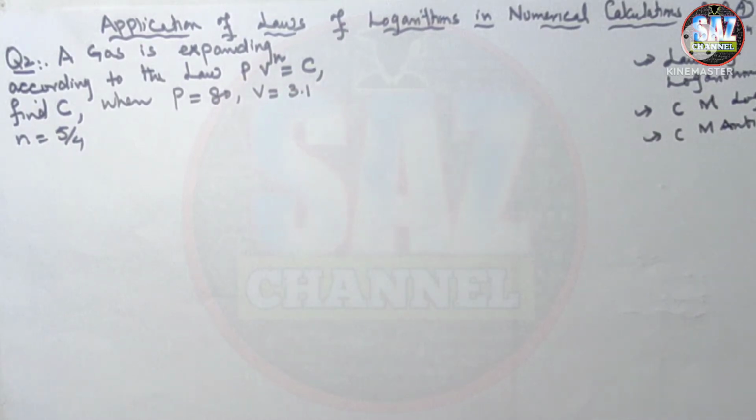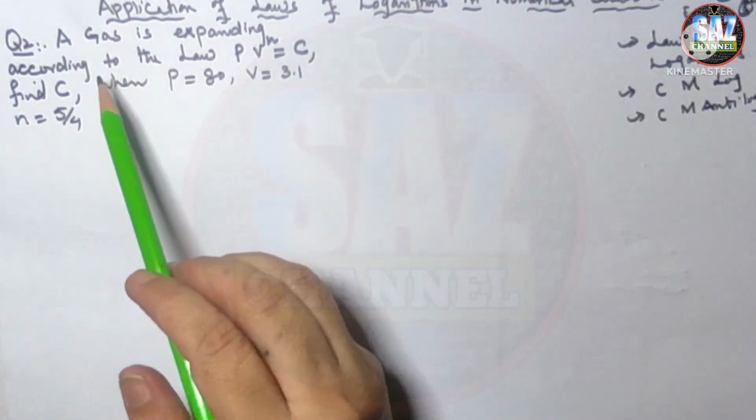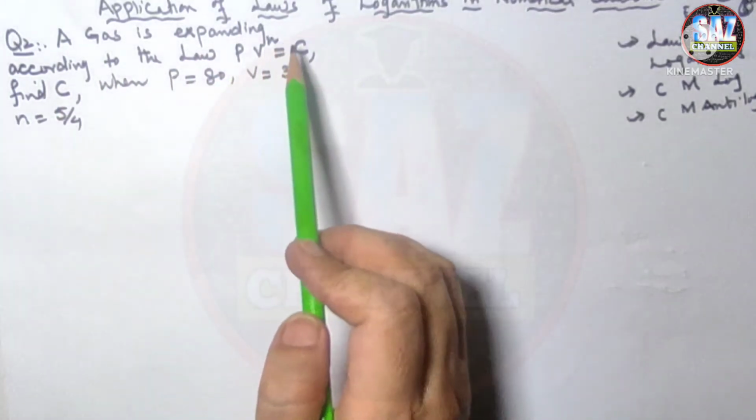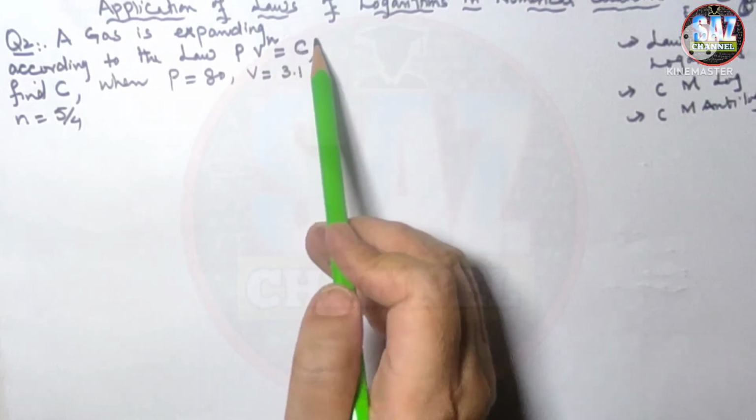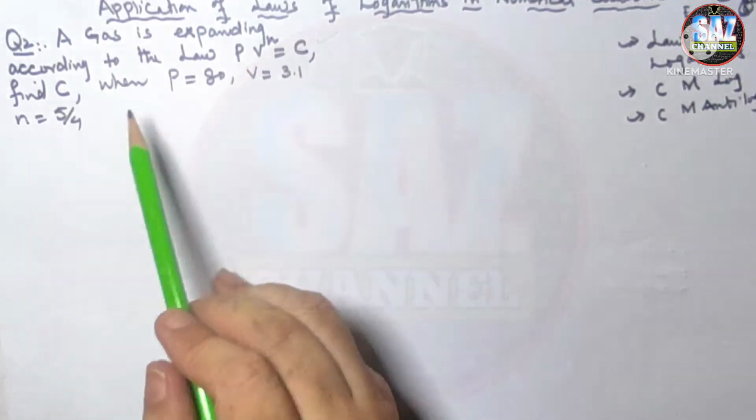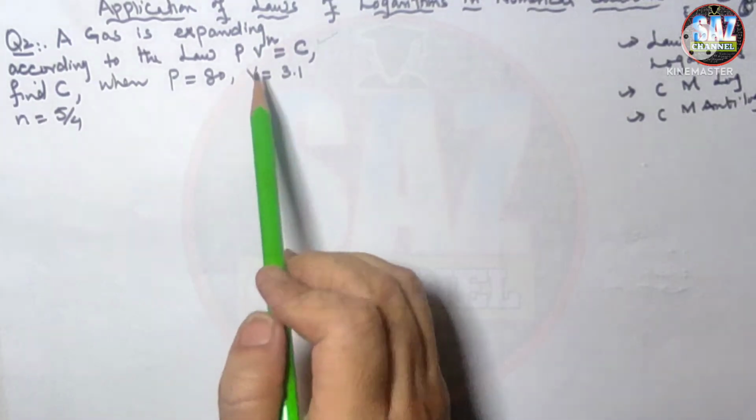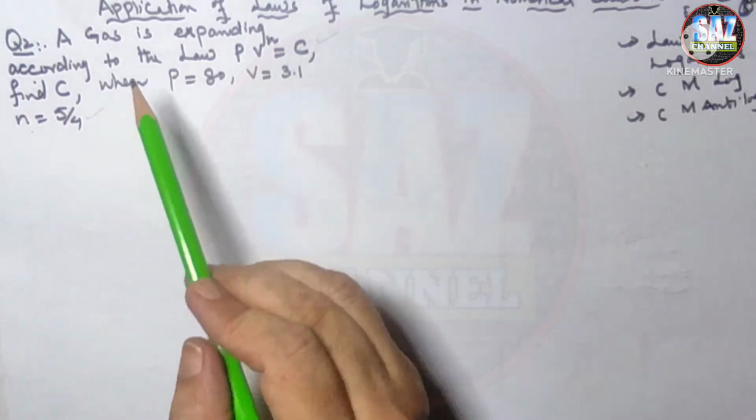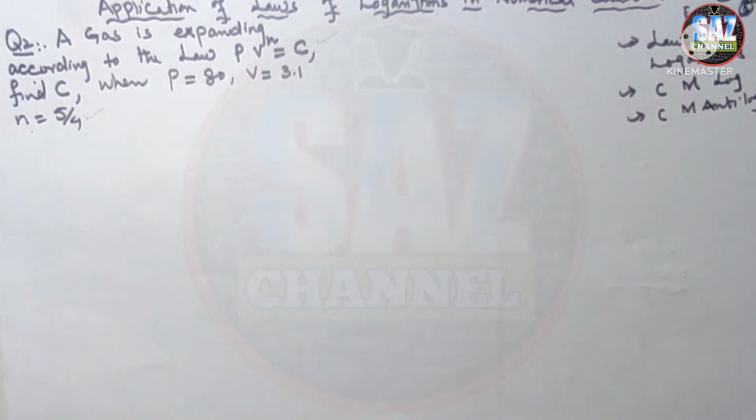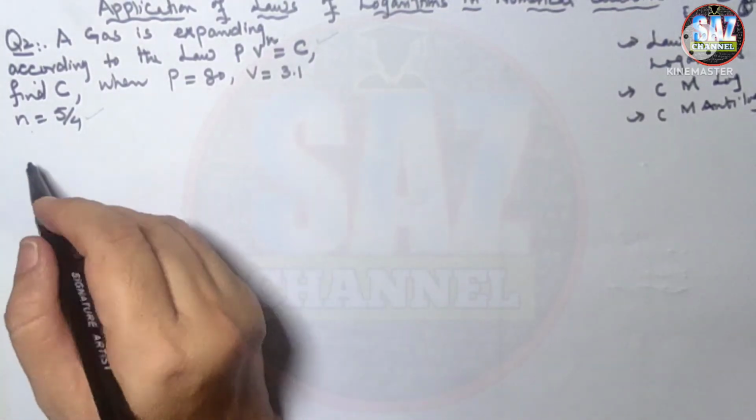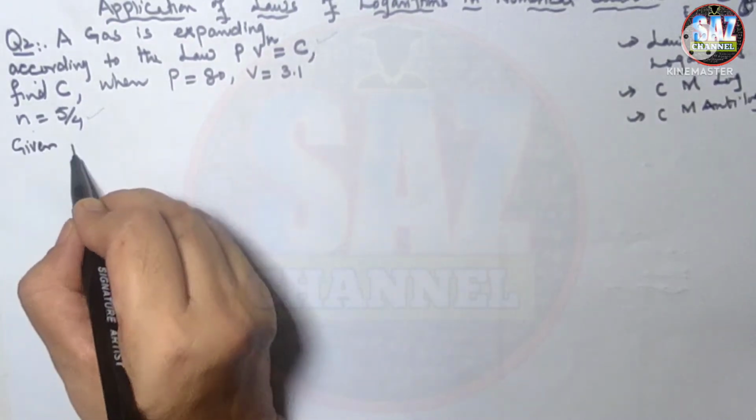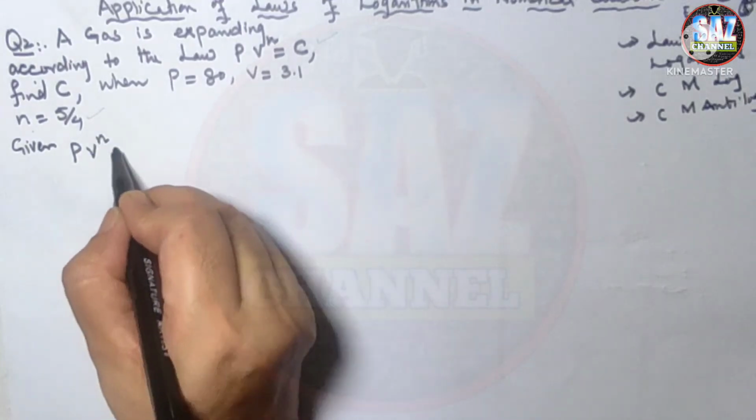Let me read the question from the book. Question 2 says, a gas is expanding according to the law P into V raised to power of n equals C. Find C, where P is 80 and V is 3.1 and n, which is the index, is 5/4. Okay. So, here the question is given in the form of a word problem, and the given situation is that we have to find the value of C. Given is P into V raised to power of n equals to C.